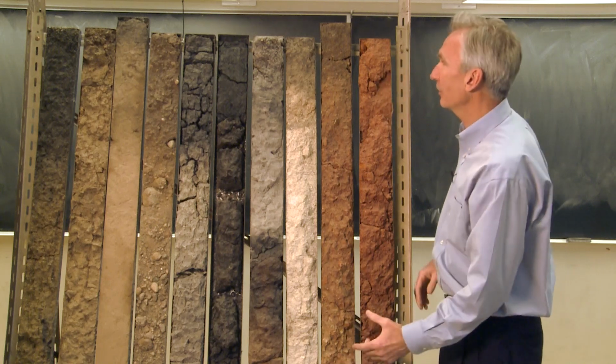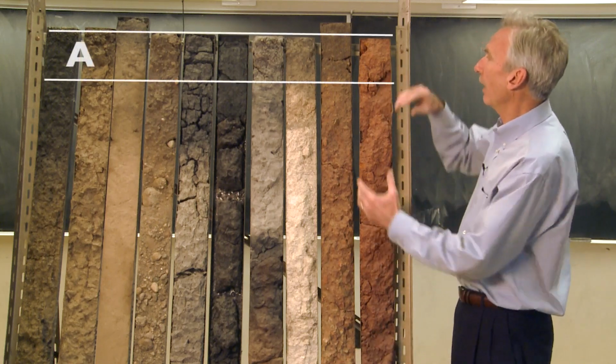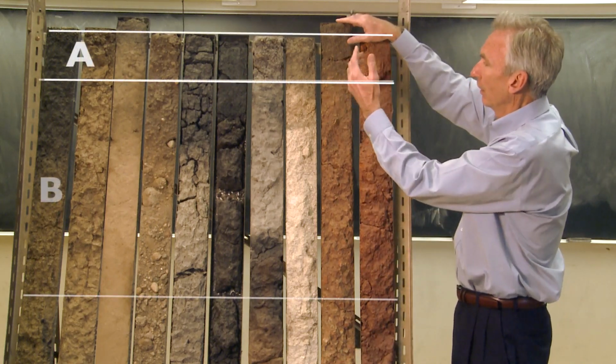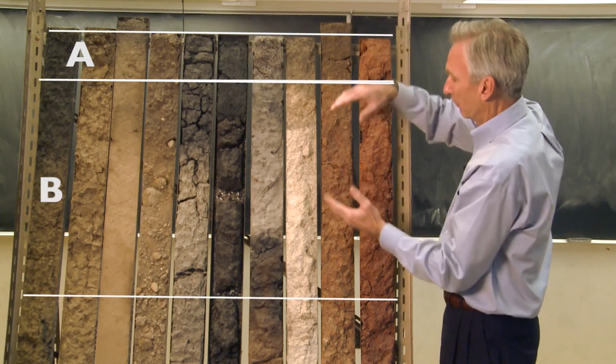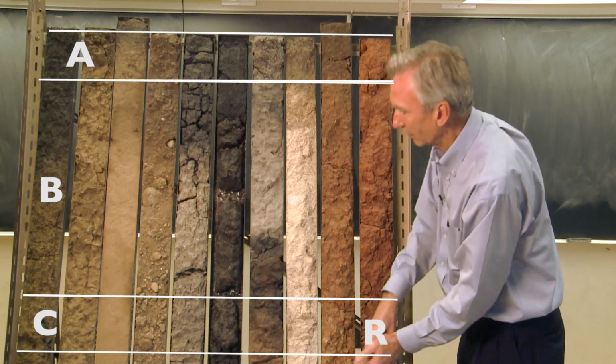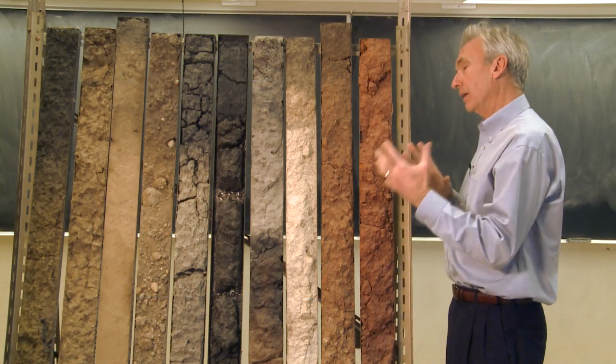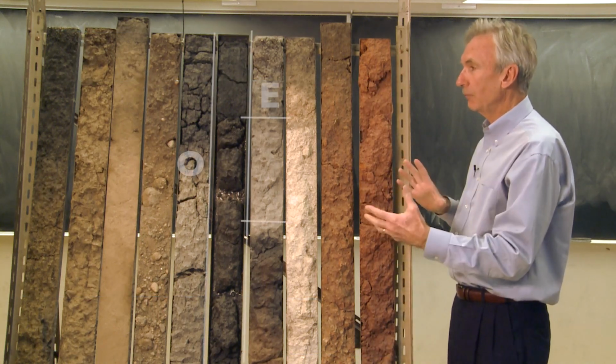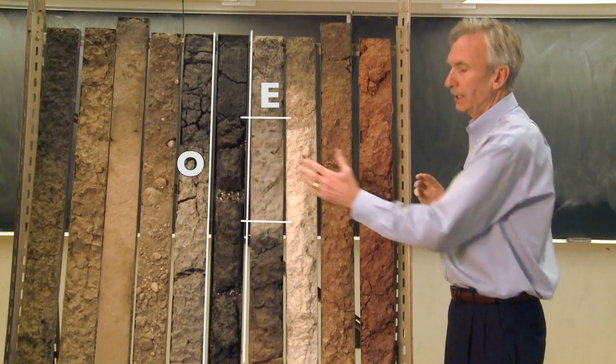So we have essentially the A horizon at the very top. We have the B horizon, and we have the C horizon and the R horizon, and then in some soil profiles we have unique features like the O and the E horizon.